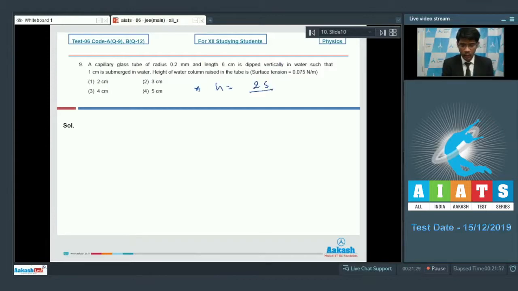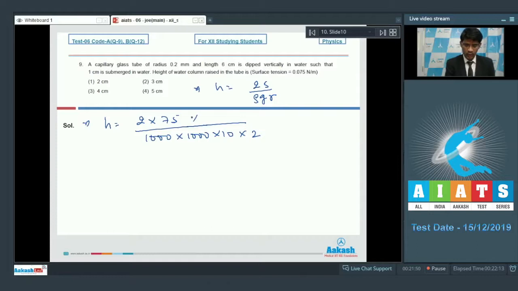What we know here, height happens to be 2S by rho g r. Just first calculate this portion. h will be 2 times 75 divided by 1000, rho being 1000 into 10, and r is 0.2 mm, that is 2 into 10 to the power minus 4. So this will cancel out. So we are getting this value of h to be equal to 7.5 centimeter.